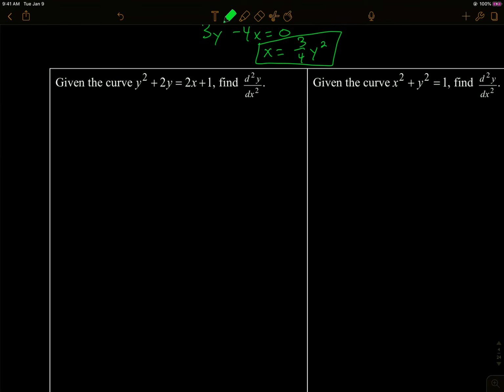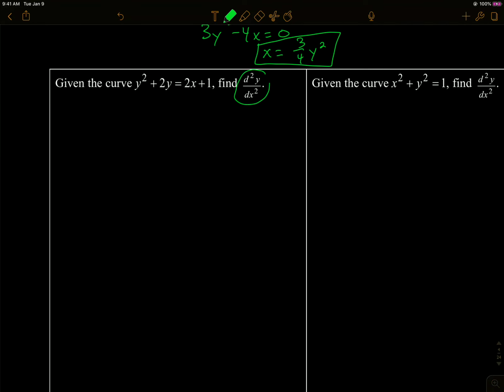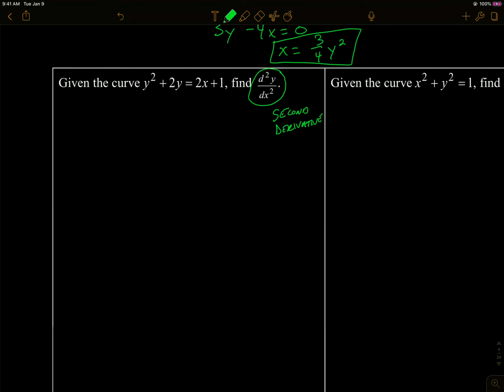All right, so now we're going to talk about this. What does this mean? That actually means the second derivative. Okay, so we know that to mean the derivative of the derivative. So how do we do one of these guys? These are our last two examples. So let's get through them.